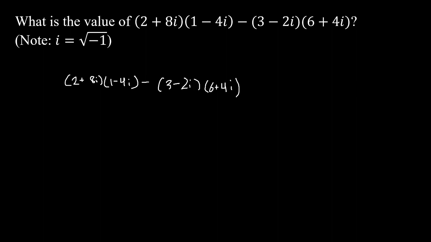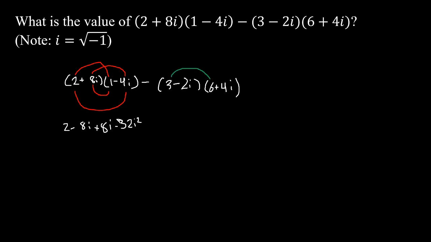And now we can just use FOIL to distribute. If you don't know how FOIL works, you can check out my last video. So 2 times 1, and then 2 times -4i, 8i times 1, and then 8i multiplied by -4i. If we distribute using FOIL, we're going to get 2 minus 8i plus 8i minus 32i squared.